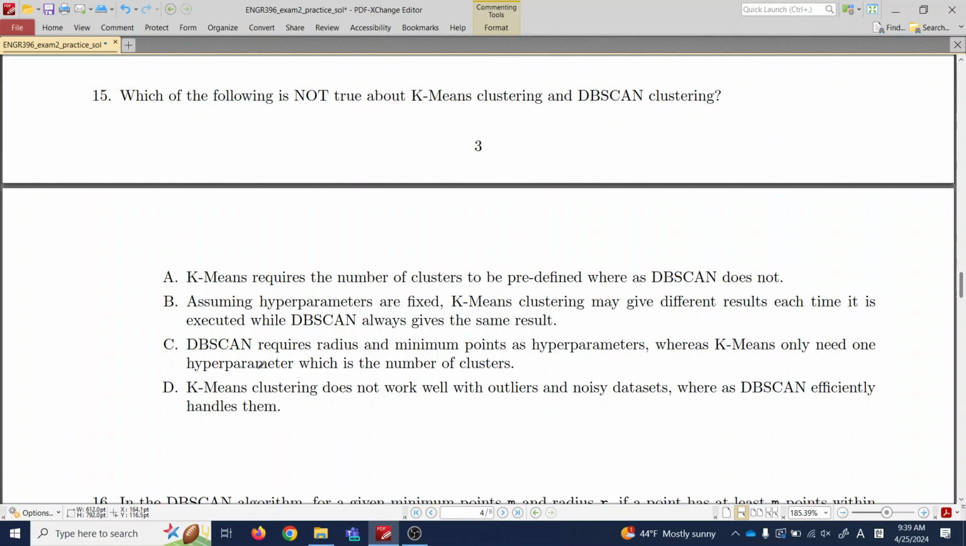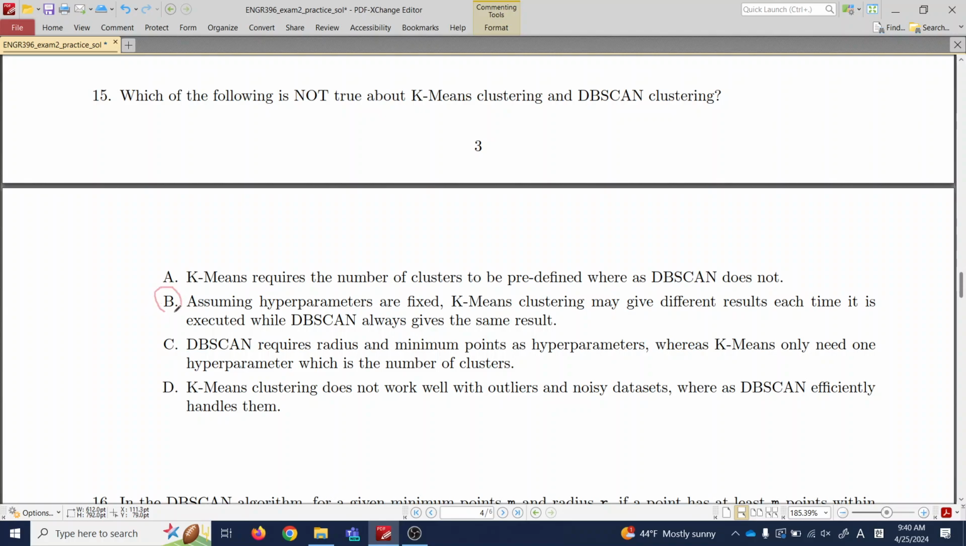And let's see. K-means requires the number of clusters to be predefined. Yes. DBSCAN does not. Yes. With DBSCAN you have to provide the radius and minimum points number, and if it is provided those two numbers, it will automatically decide on the number of clusters. So A is correct. Assuming hyperparameters are fixed, k-means clustering may give different results each time it is executed, while DBSCAN always gives the same result. Oh, this is not true.